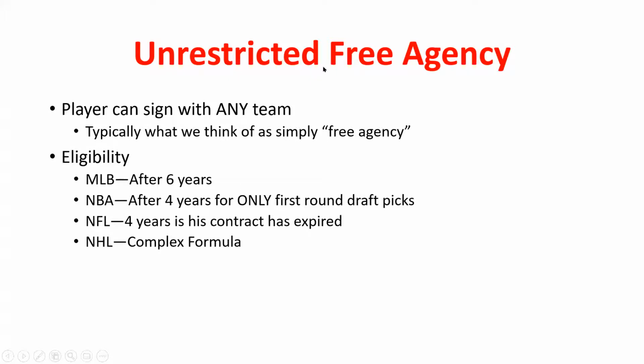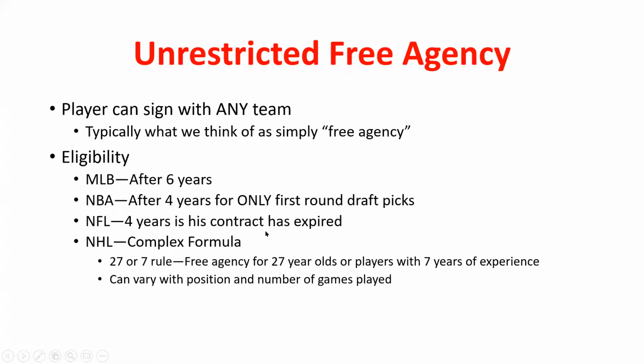But basically, unrestricted free agency occurs after your first 6 years in the league in the MLB. The NBA is after 4 years, but only for first-round draft picks do they have to wait that long. The NFL is 4 years or after the rookie contract has expired. And then the NHL, as with most things, has a few more rules for unrestricted free agency. It's a little bit more complex, right? But they all have some form of it. It's set by age and years of experience in the NHL, whichever is greater.